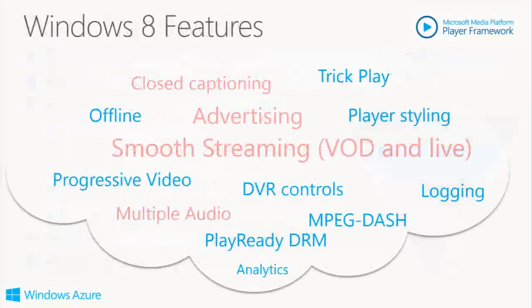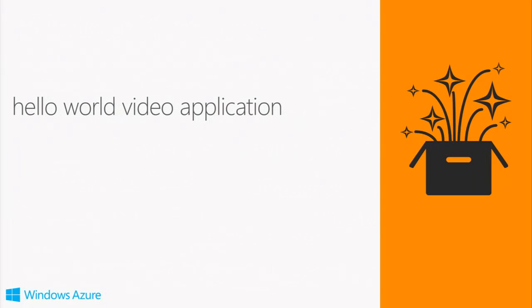And now let's see, for Windows 8, there are many features supported if you try to build a Windows 8 store app, such as smooth streaming playback, advertising, multiple audio, and the features in red color are what I'm going to show in the demo. Now let's see how this could be done.